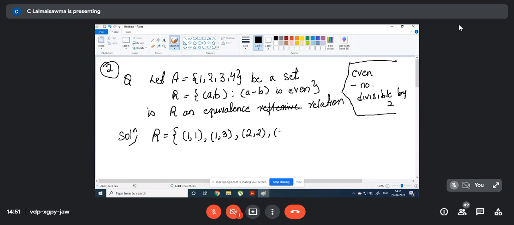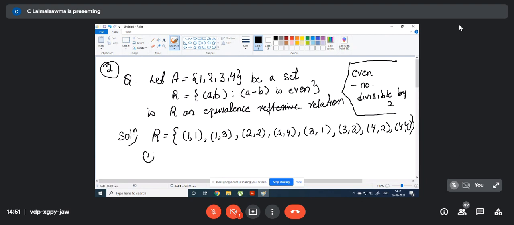2 4, 2 4. Then 3 1, 3 1. Then 3 3. Then 4 2 and 4 4. We have to find out if this is an equivalence relation.